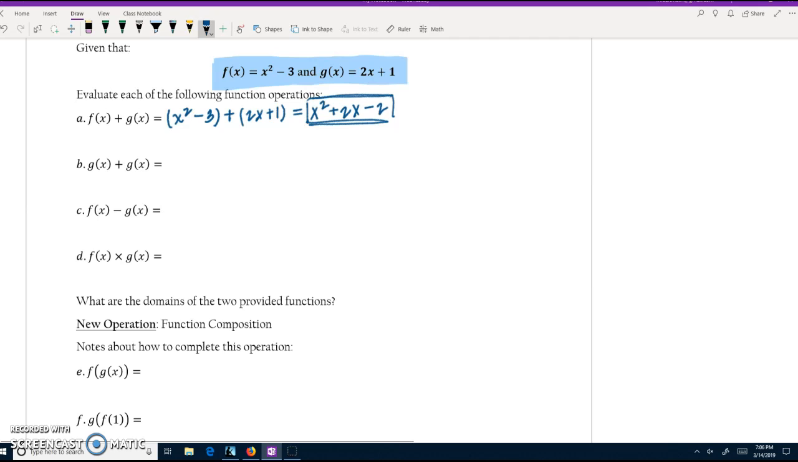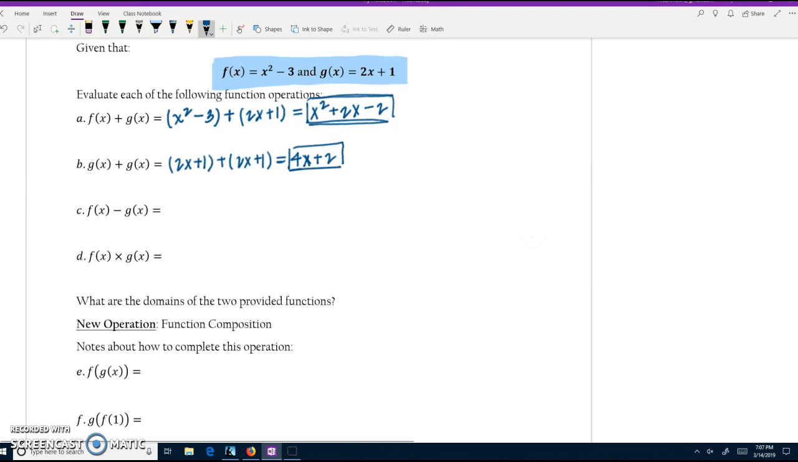Part B, we have g of x plus g of x. Well, our g of x function is just 2x plus 1. So we take that and add it to itself. So in this case, we have a 2x plus a 2x, which gives us a 4x. And then we'll have a 1 and a 1, which will give us a 2.